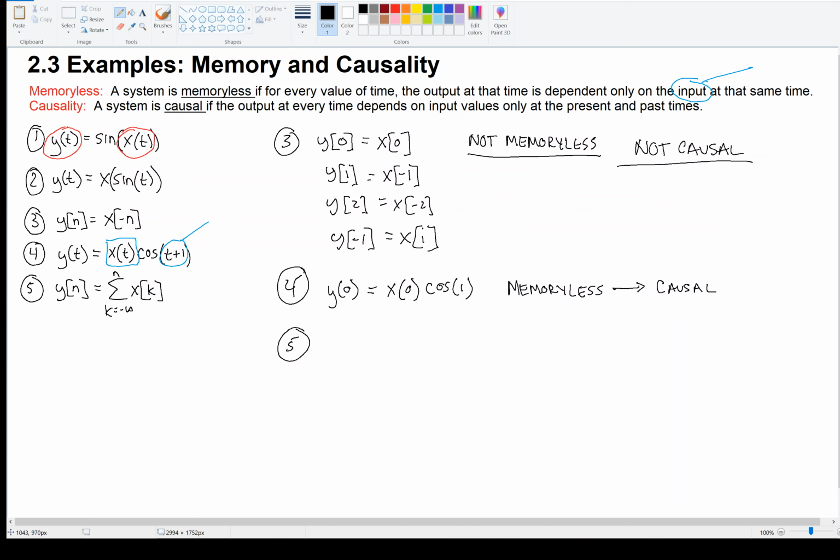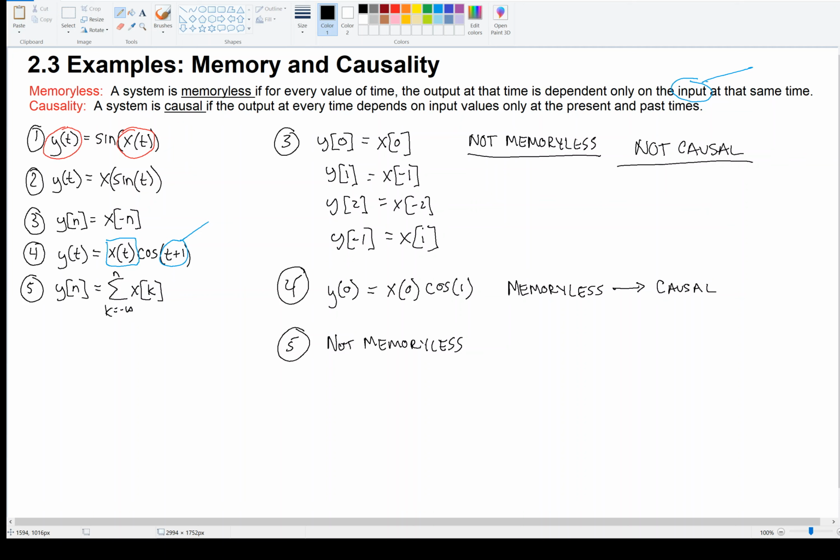Example 5. In this system, y of n is a sum of the current value, x of n, and all of the previous values. So this is an accumulator. The current output is a sum of all of the past inputs and the current input, with k going from minus infinity to n. So is that memoryless? Certainly not, because, as I just said in English, it depends on previous values.